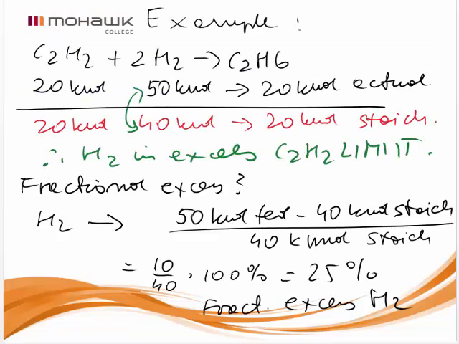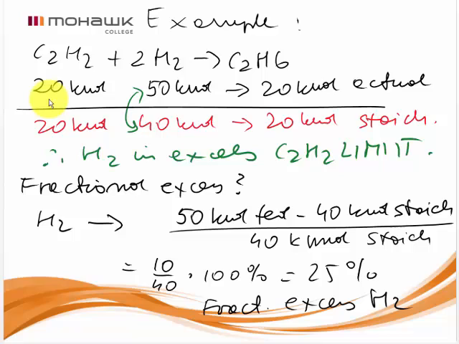Now we can look at the sample calculation. Here we can see a chemical reaction. C2H2 would react with 2 moles of H2 to make C2H6, ethane. From the actual process, we know that we feed 20 kilogram moles of C2H2 and 50 kilogram moles of hydrogen, and we will make 20 kilogram moles of the product ethane. Which reactant is limiting, or which reactant is in excess?